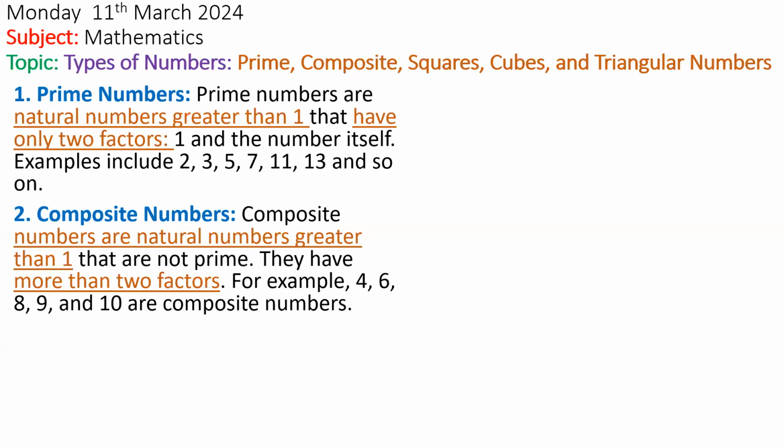Prime numbers are natural numbers greater than 1 that have only 2 factors: 1 and itself. That's what we mean by a prime number. Examples of prime numbers are 2, 3, 5, 7, 11, 13, and so on. A prime number can only have 2 factors, 1 and the number itself.